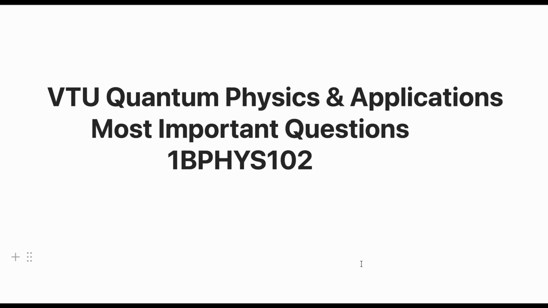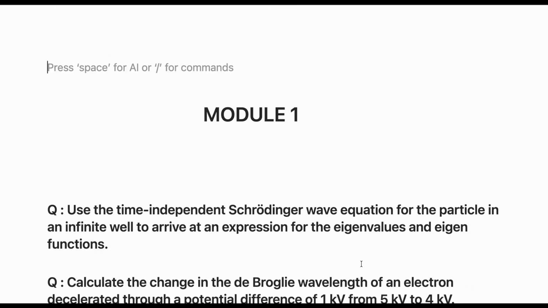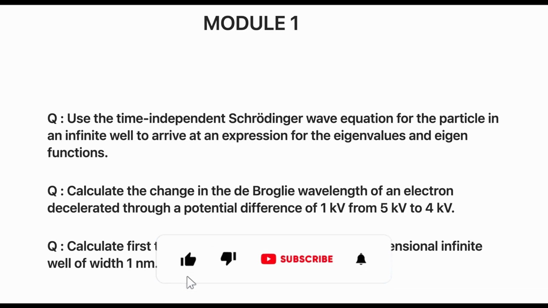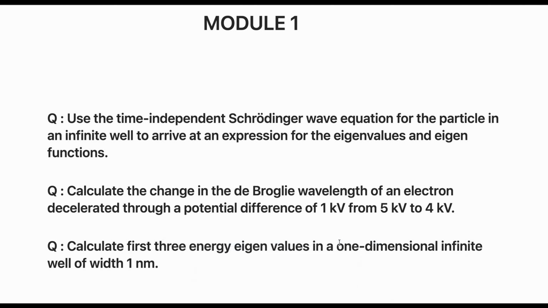In this video, we are going to discuss very important questions of physics. We will discuss module wise. So our first module, our first question is: use the time independent Schrödinger wave equation for the particle in an infinite well to arrive at an expression for the eigenvalues and eigenfunctions. So this is the derivation we have to do.